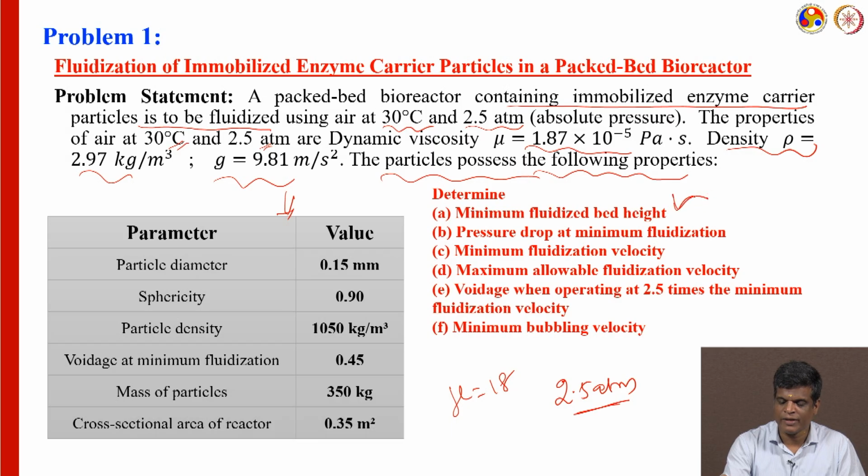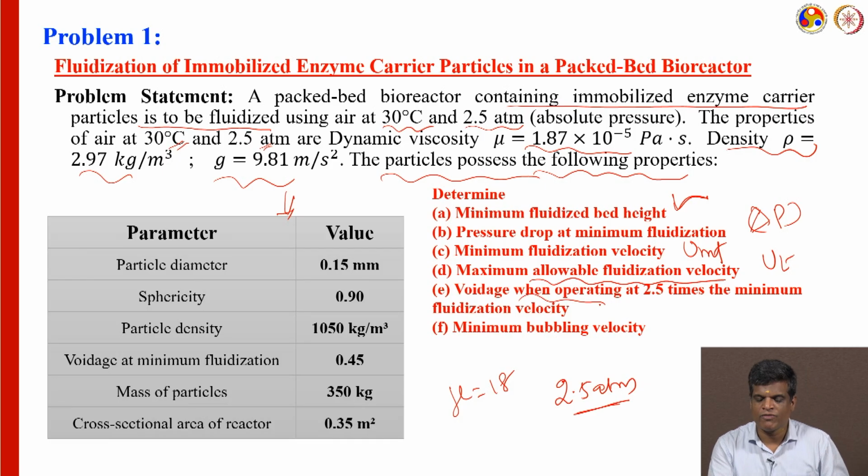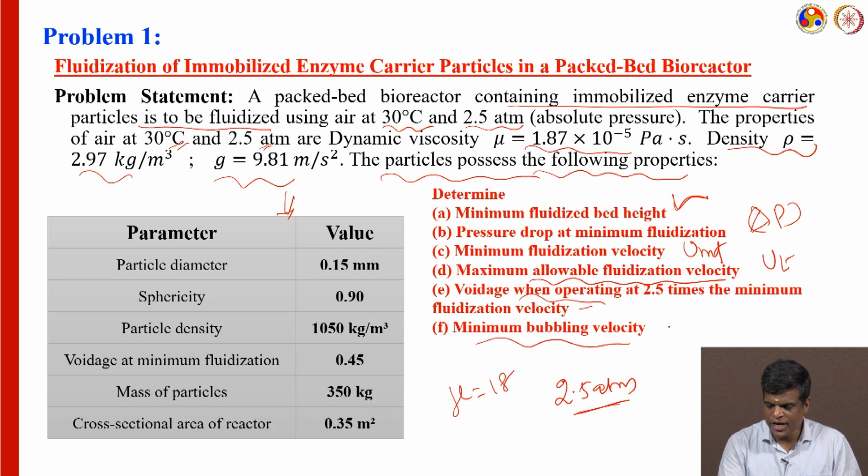They are asking the minimum fluidized-bed height, then the pressure drop delta P. What is the pressure drop? Then the minimum fluidization velocity UMF, then the maximum allowable fluidization velocity UT, then the voidage when operating at 2.5 times the minimum fluidization velocity, what will happen here. Finally, they are asking the minimum bubbling velocity. Whatever we discussed, we just put up the problem according to that.